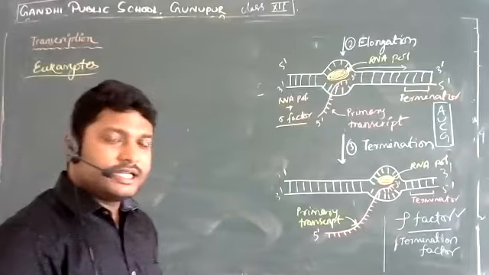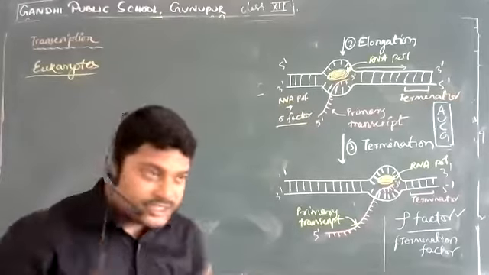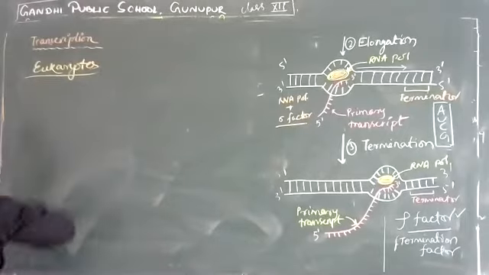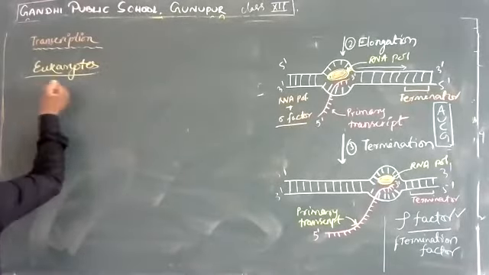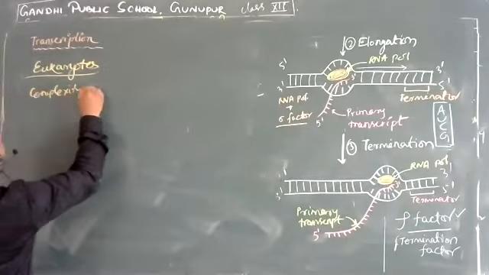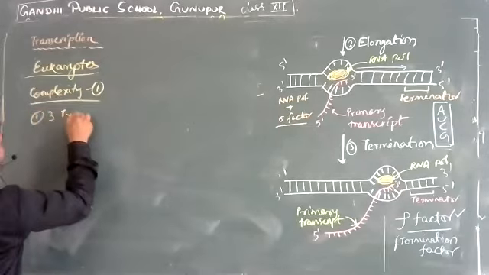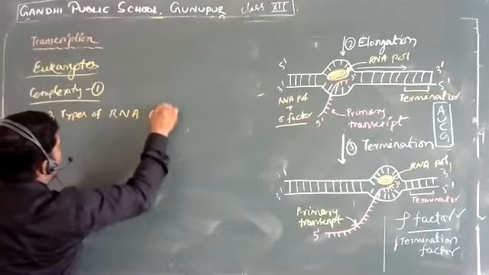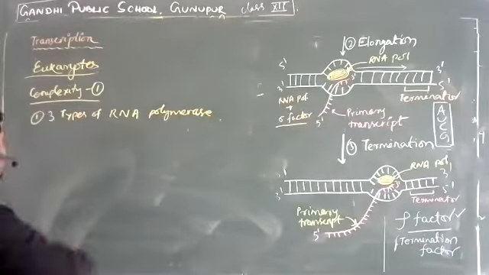But the problem here is that there is not a single RNA polymerase, but at least 3 different RNA polymerases. So the complexity, as I'm saying, complexity number 1: 3 types of RNA polymerase. Now, what is the role of these 3 types of RNA polymerase?